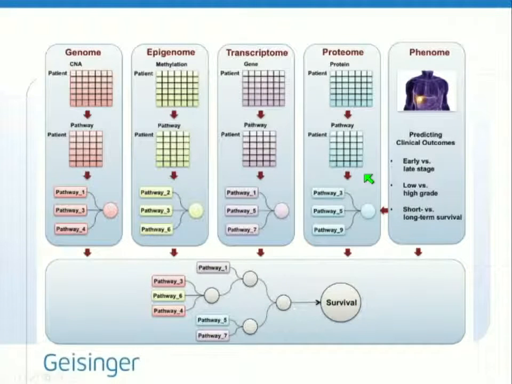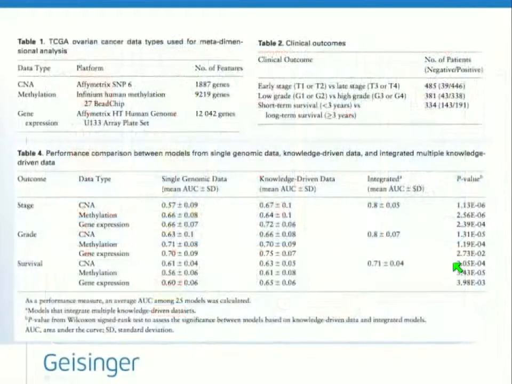This schematic is from the paper just to show the concept. But the basic idea is that we map each data type to pathways, and then we put the pathways in as the input for the modeling. Again, it was survival analysis. Here we did early versus late, low grade versus high grade, and then short versus long-term survival. We also used the neural network strategy for this as well. So as I said, we use the copy number data, methylation, and gene expression, and have these 3 different outcomes.